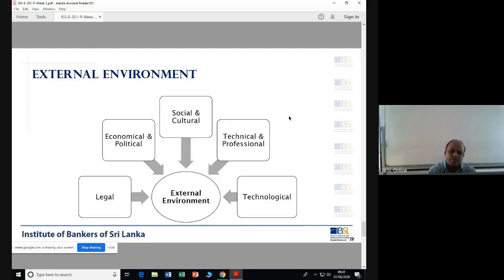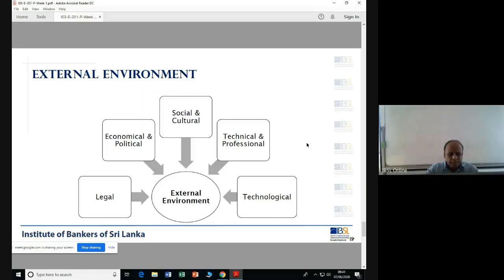Then we also have organizations and communities looking at organizations where they deal with the social and cultural aspect. How these organizations are operating and what ethics they are following are very important. Then the next aspect is the technical and professional aspect. When it comes to the external environment, there are many professional bodies working around the country to ensure that companies have sound governance.